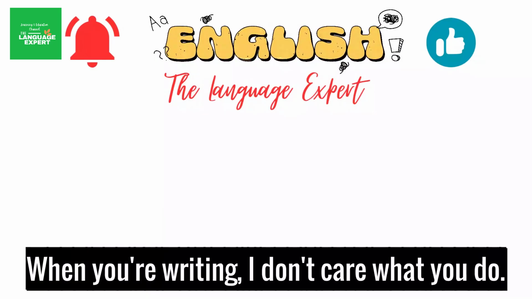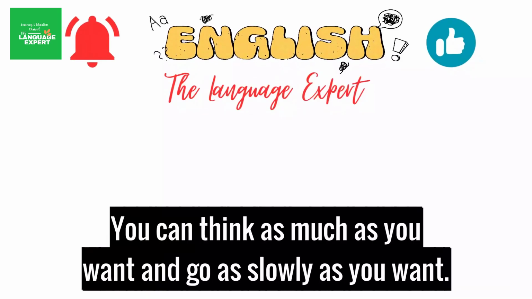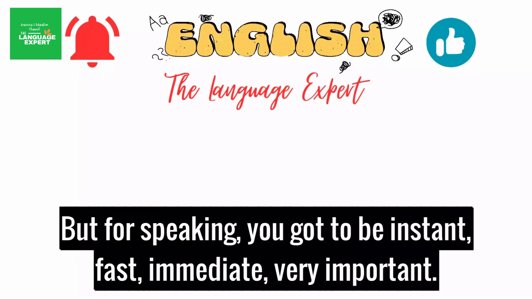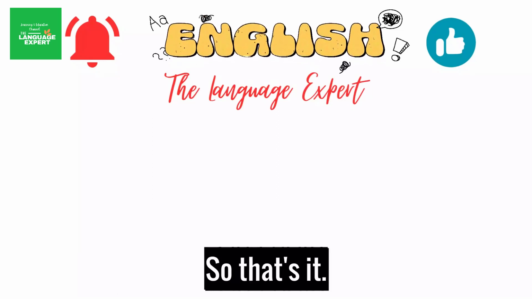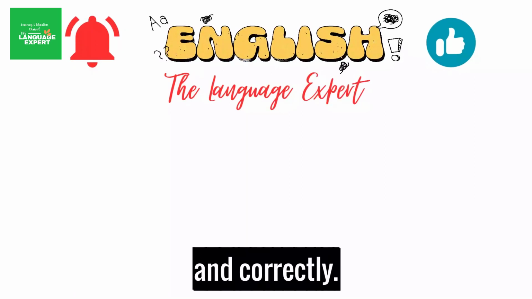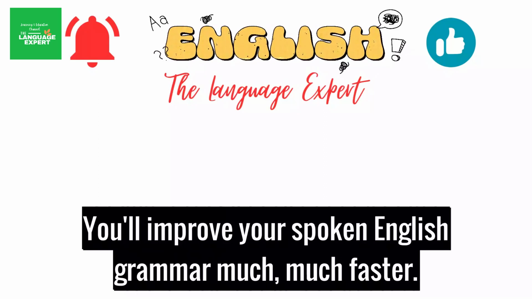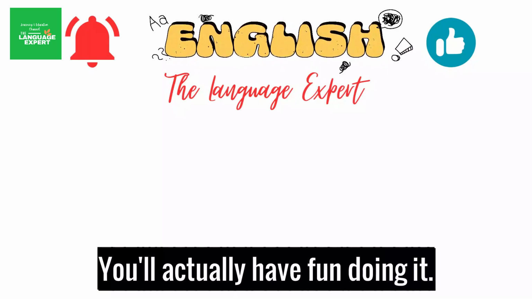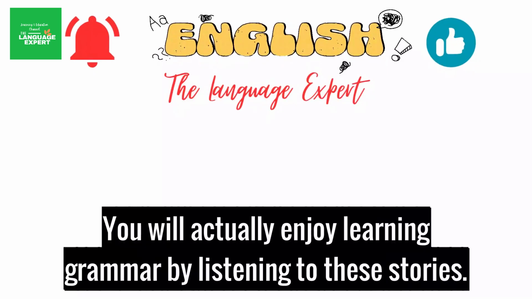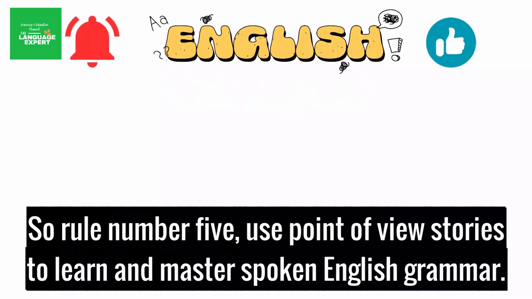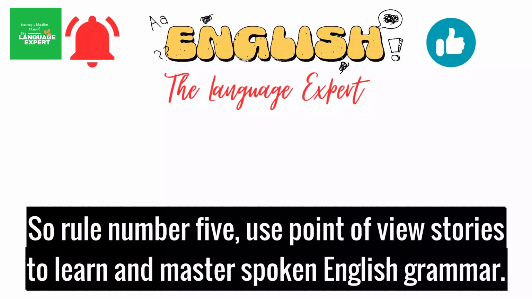When you're writing, I don't care what you do. You can think as much as you want and go as slowly as you want. But for speaking, you got to be instant, fast, immediate. Very important. So that's it. When you learn with point of view stories, you will learn to use grammar automatically and correctly. You will learn much faster. You'll improve your spoken English grammar much, much faster. And you'll learn it like a child. And you'll actually have fun doing it. You will actually enjoy learning grammar by listening to these stories. And that's a big benefit too. So, rule number 5, use point of view stories to learn and master spoken English grammar.